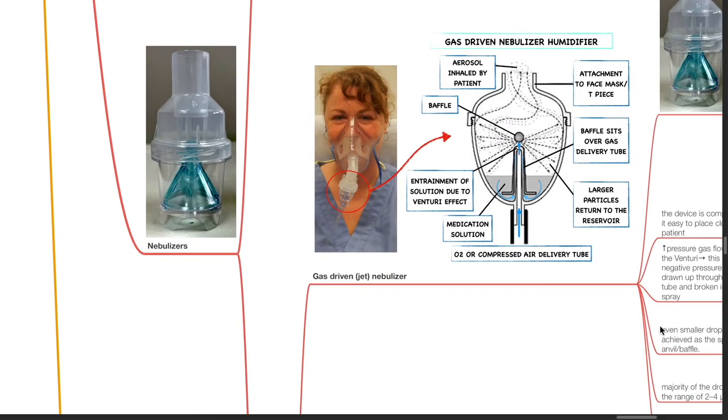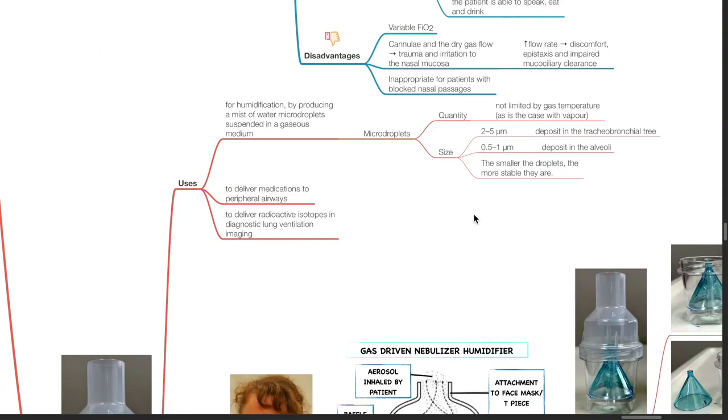Nebulizers. Nebulizers are used for humidification by producing a mist of water micro droplets suspended in a gaseous medium. The quantity of micro droplets is not limited by gas temperature. If the size of micro droplets is 2 to 5 micrometers, they are deposited in the tracheobronchial tree. If the size is 0.5 to 1 micrometer, micro droplets are deposited in the alveoli. The smaller the droplets, the more stable they are.